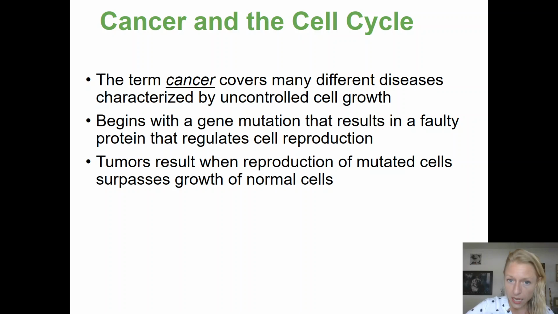Okay, so cancer covers many different diseases that are characterized by uncontrolled cell growth. This begins with a gene mutation that results in a faulty protein regulating cell reproduction. Okay, so tumors can reproduce at higher rates than normal cells, and that's also why they're a problem.